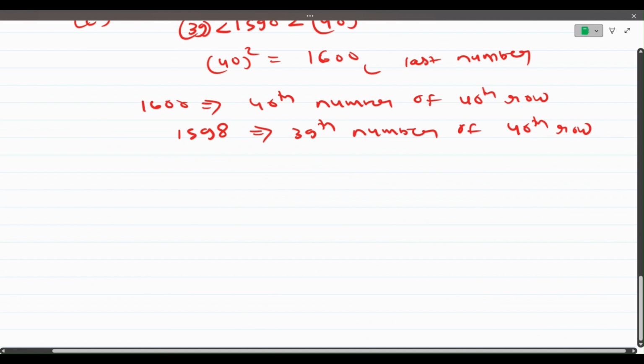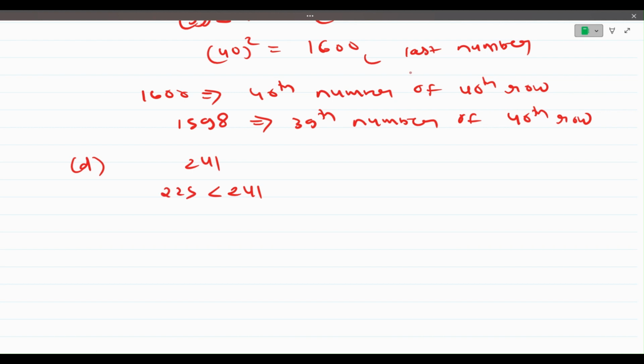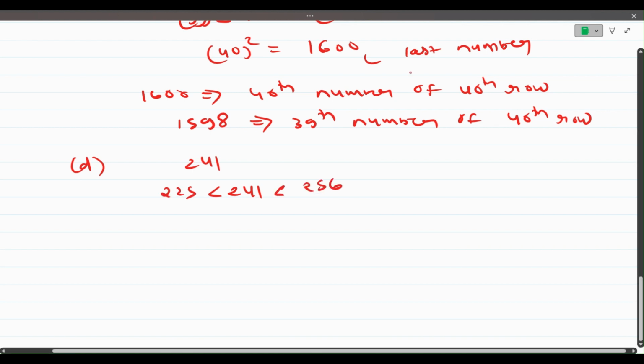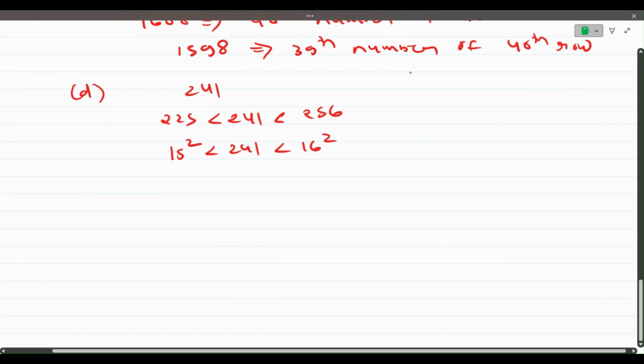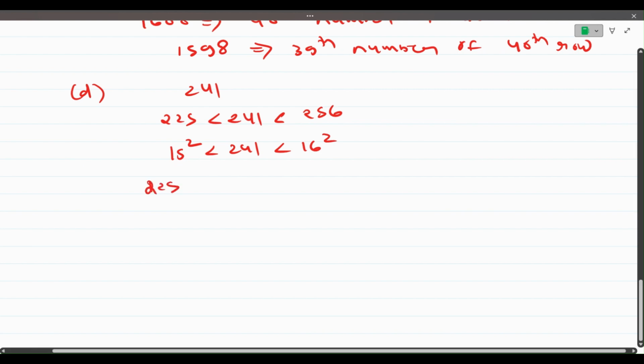Determine the value of R. So 241 is greater than 225, which is the square of 15, and it's less than 256. It means it is between the squares of 15 and 16. So we can say that 225 is the last number of the 15th row.